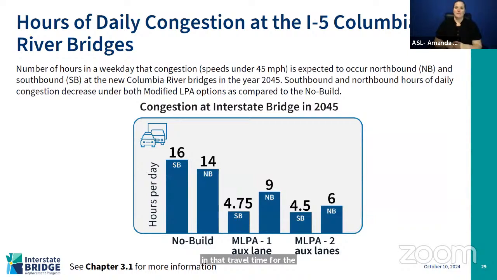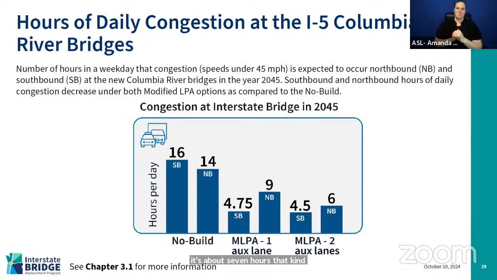Next, I'm going to talk about the hours of daily congestion at the I-5 Columbia River Bridge. Hours of congestion is when you have speeds below 45 miles an hour. So today's condition in 2019 as a baseline, we have about 10 hours of congestion at the bridge. Southbound, it's 3 hours in the morning, and then northbound, it's about 7 hours. That goes from just early afternoon until late into the evening.